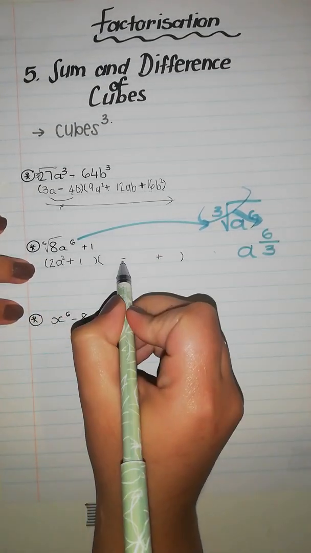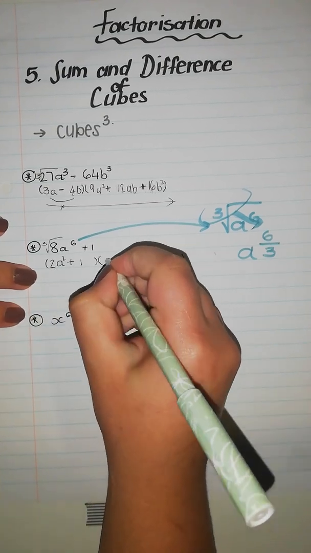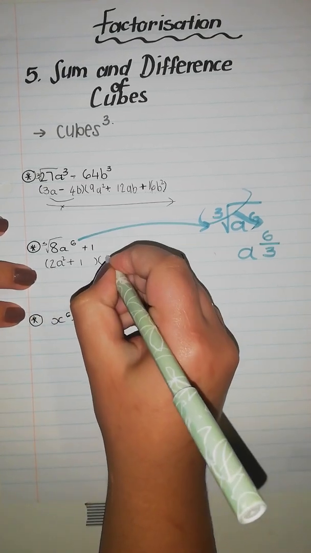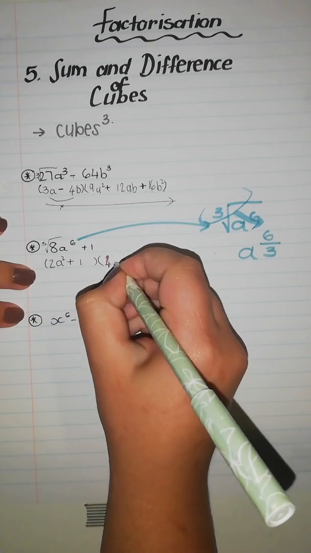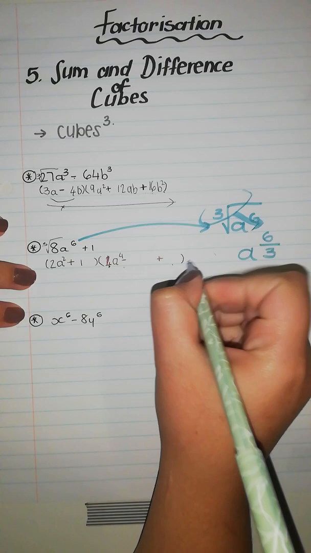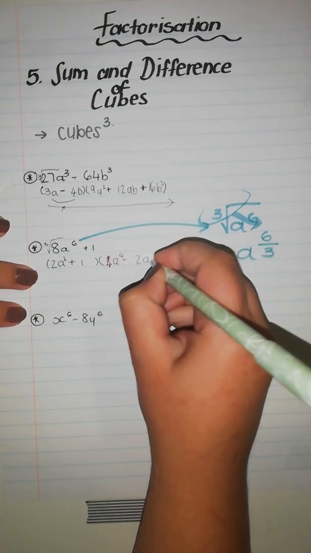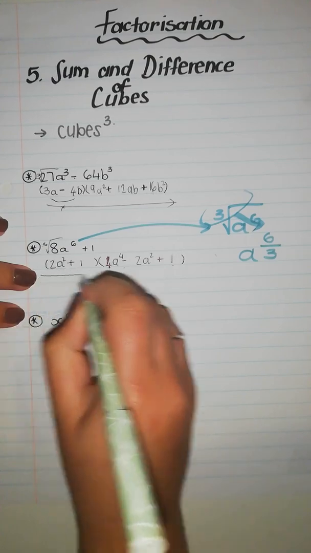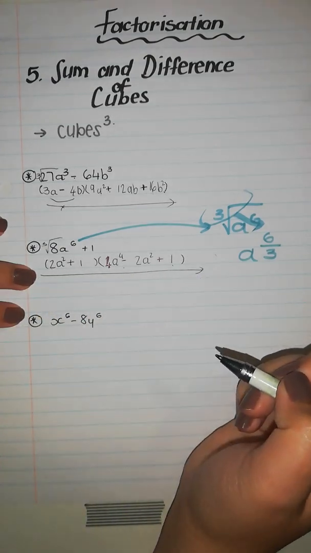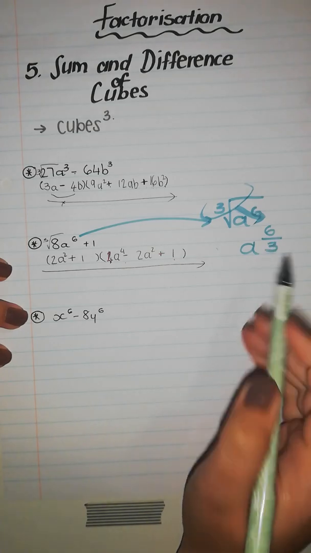Now taking it over to this side, it's going to be 4a to the power of 4. This side is going to stay 1, and the middle term is going to be 2a squared. Done and dusted. Now on to the last one, the same rule applies as here.